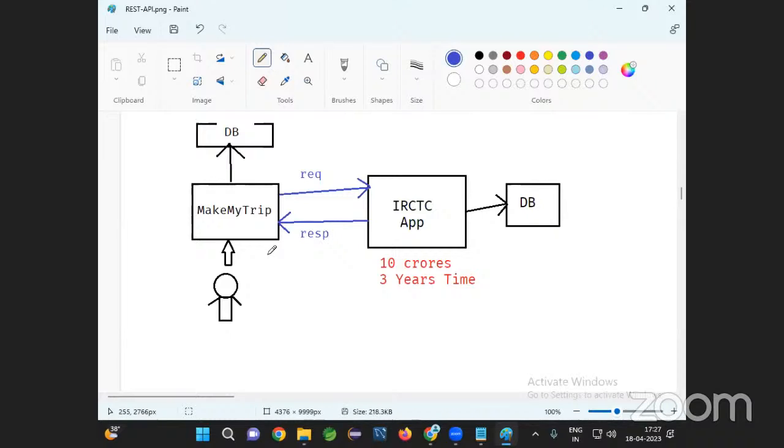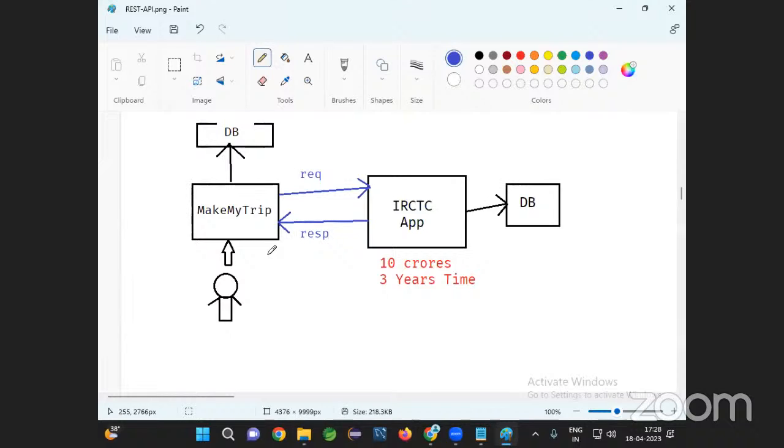If you want to establish business to business communication, we need to develop RESTful services. Without RESTful services, they cannot communicate like this. Are you clear? Now here, can I call Make My Trip and IRCTC a distributed application? How can we say they are distributed?